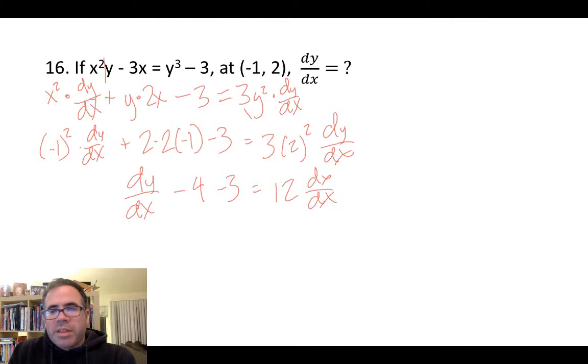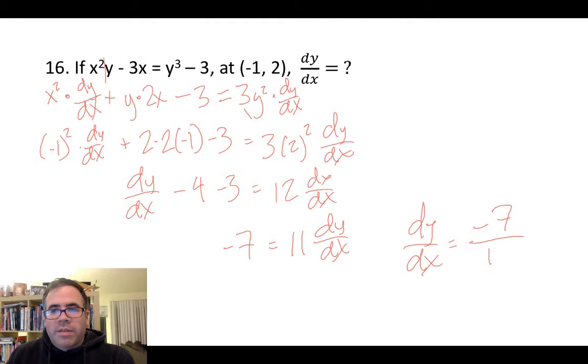A little bit of algebra here. Subtract dy dx from both sides and collapse these together. We get negative 7 equals 11 dy dx. And with some division, we get that dy dx is equal to negative 7 over 11.